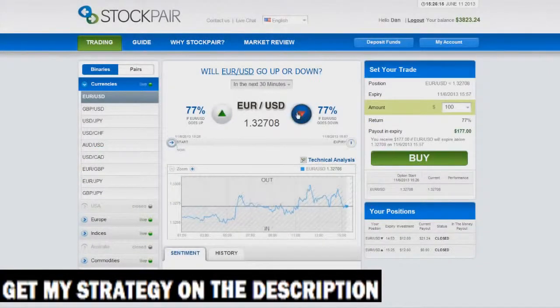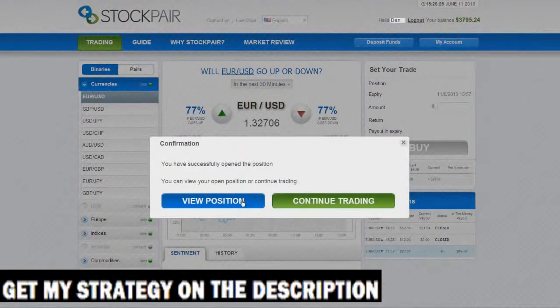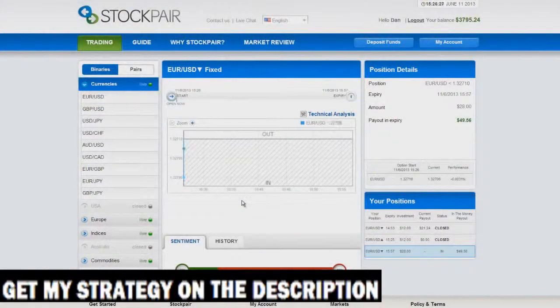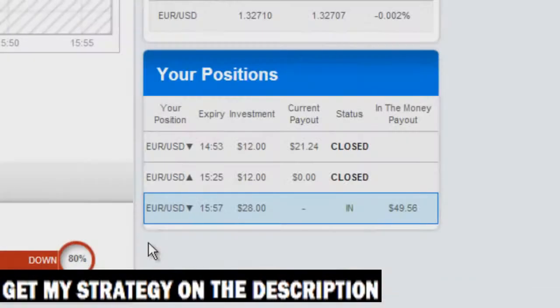Okay, so let's focus back on our trade. We'll go up here and we'll click on the Down Put button. We'll enter the amount of $28. We'll click Buy. And then we'll hit View Position, and we're on. We're back trading again. So we'll scroll back over and we'll look at all the information regarding the trade again. We'll see our payout, $49.56 if we win this trade.